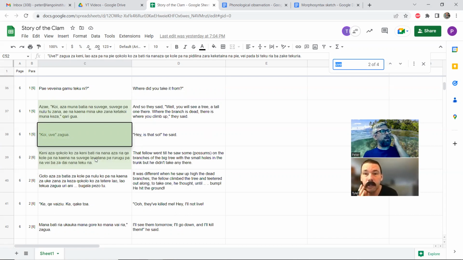So yeah, we're getting uve only twice in here as its own word. Seems to be the word for tree, suvege. Yes, I agree. Suvege is tree. Let's go ahead and update our.